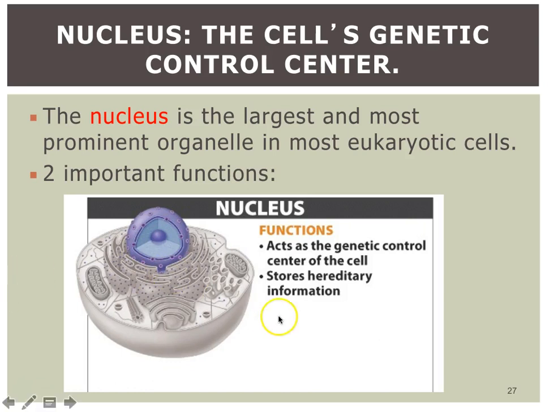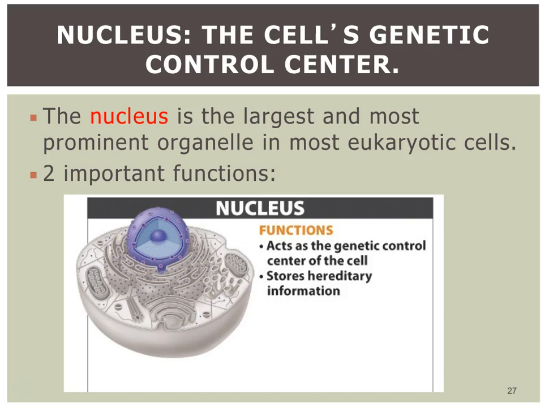So the nucleus has two main jobs. It's going to act as the genetic control center of the cell. What that means is it's going to tell the cell everything that the cell needs to do in order to stay alive. It's the general, right? It's telling the troops what needs to be done. It also stores hereditary information.